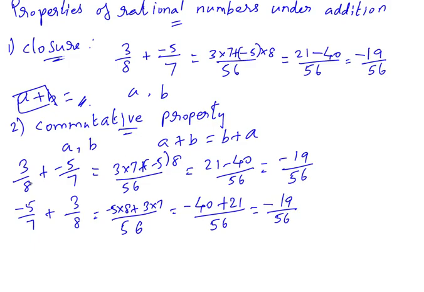So, if we exchange the numbers and add, the answer becomes the same. A and B are two rational numbers, and A plus B equals B plus A. It is satisfying. So, 3 by 8 plus minus 5 by 7 gives minus 19 by 56, and minus 5 by 7 plus 3 by 8 also gives the same answer, minus 19 by 56. So, rational numbers are commutative under addition. Next we will see the associative property.